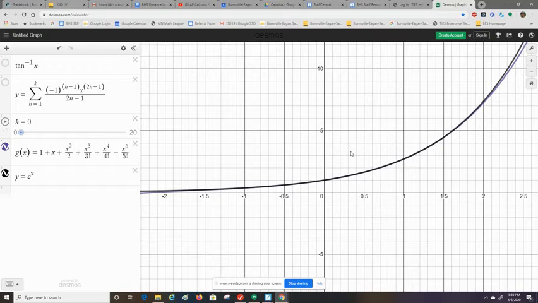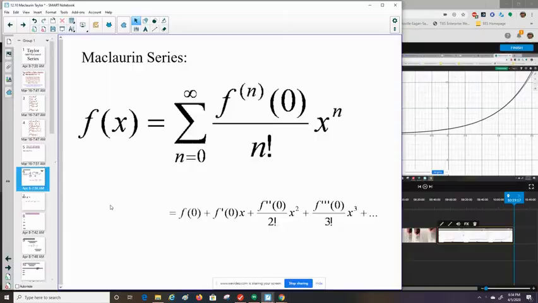Every degree of the approximation makes it look better and better and better, which is a good thing. And this brings us to the general form. So here is the general form for a Maclaurin series. We'll focus on this today. That's what we have been focusing on.